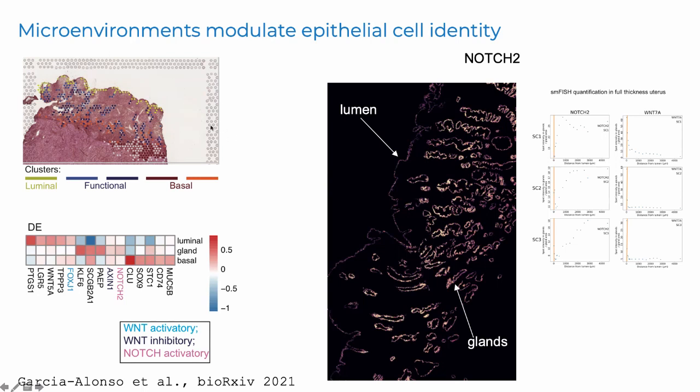We see Wnt inhibitory signals, while in the glands, that is more enriched in secretory cells, there are more transcription factors that are known to be inhibited by Wnt and transcription factors that are known to be active by Notch. And we also validated signals for Wnt and Notch using high resolution microscopy and quantifying, showing the high presence of Notch in the glands in comparison to the lumen, and also it is quantified here.